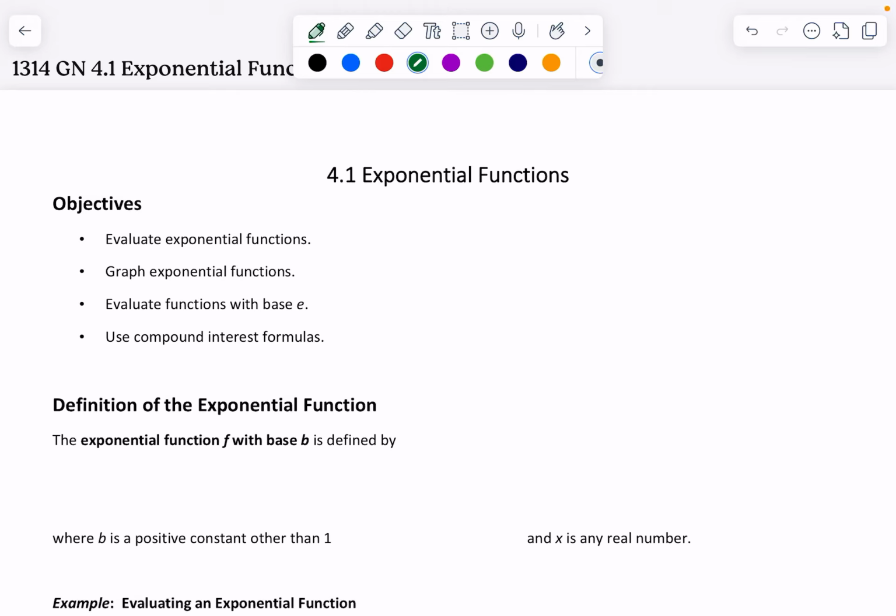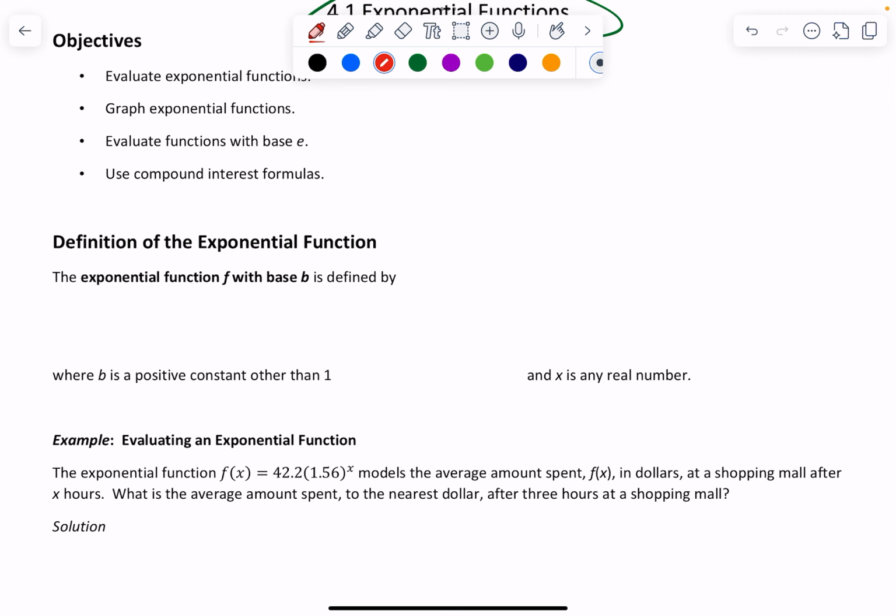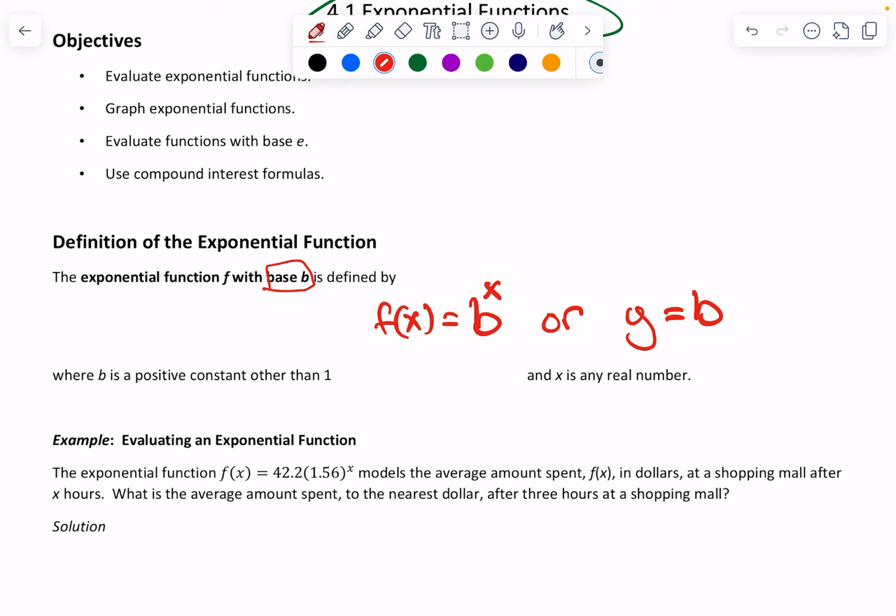Hello. So this is lesson 4.1, exponential functions. First, we're going to define what an exponential function is. So the exponential function f with base b is defined by f of x equals b to the power of x. Or instead of the f of x, we can write y equals b to the power of x.